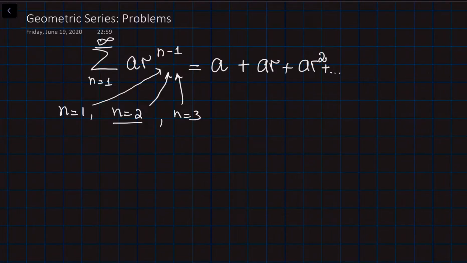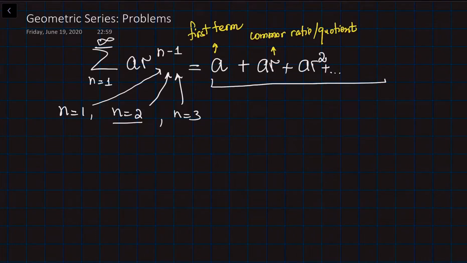So we call for any geometric series a the first term, and r the common ratio, or sometimes quotient. So the series, the sum, is, if the sum is some finite number, since we are adding infinite numbers together, right? So in some cases, the sum might be finite. If the sum is finite, then we say that the series is convergent.